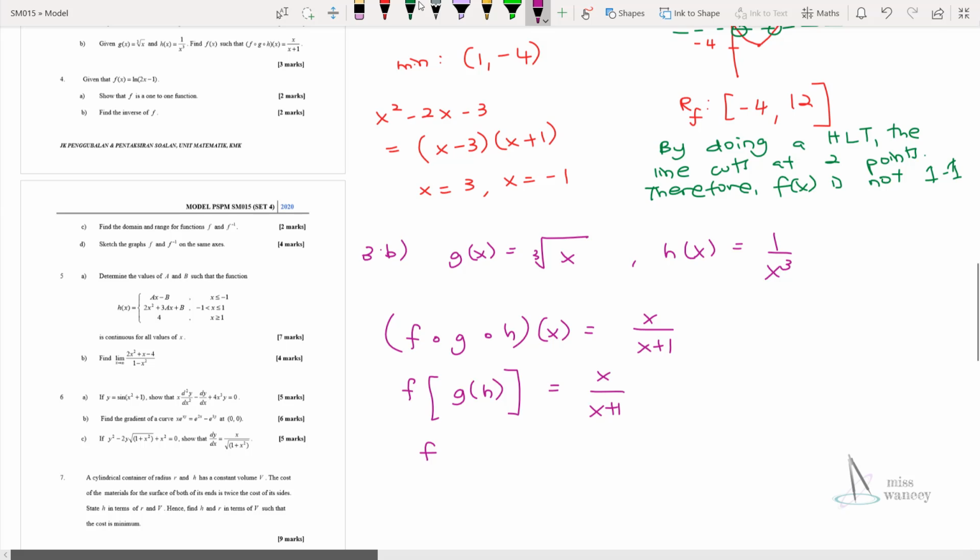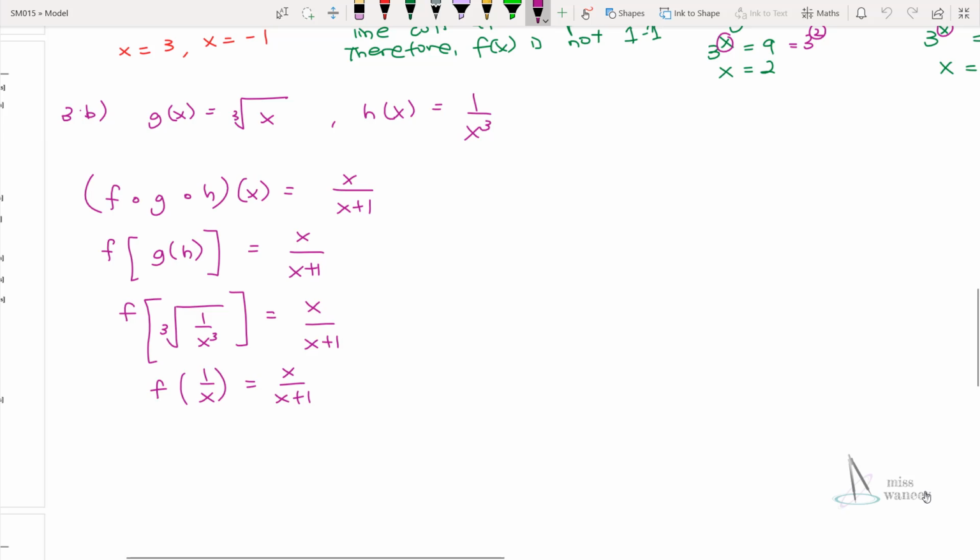So this is f. H inside the G, so that is the cube root of 1 over x cubed. This is x over x plus 1. So this is f of 1 over x equal to x over x plus 1. Okay, so we need to find out what is f of x.